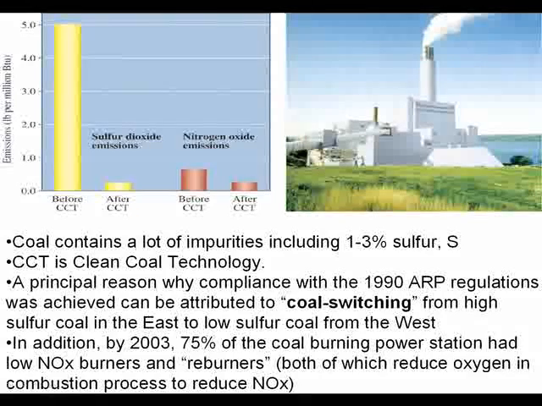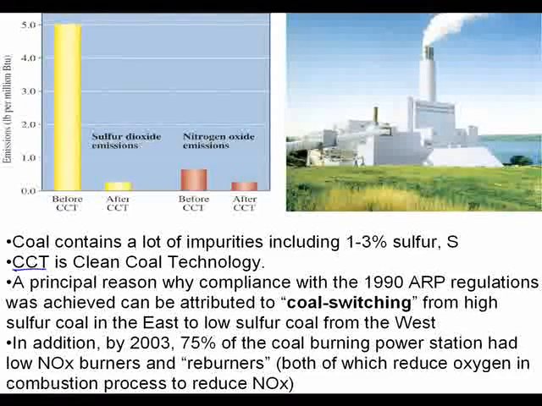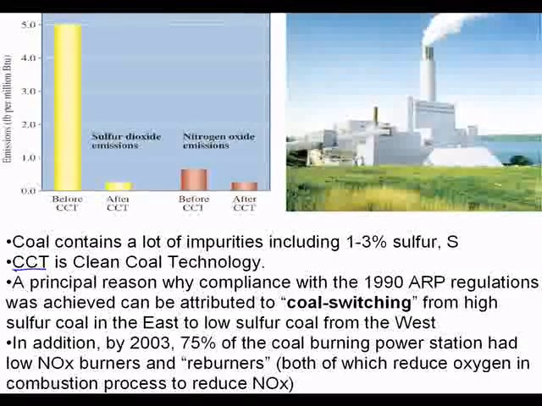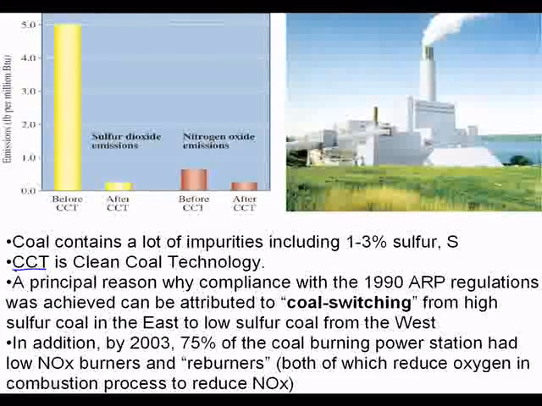Okay, so what are we doing? Well, a number of things. At the coal burning power plant, we can have clean coal technology. Clean coal technology is a number of things, and for example, they've developed and installed low NOx burners on numerous coal-burning power plants. With less oxygen present, then less NOx is produced. By 2003, 75% of the coal-burning power plants had these low NOx burners.